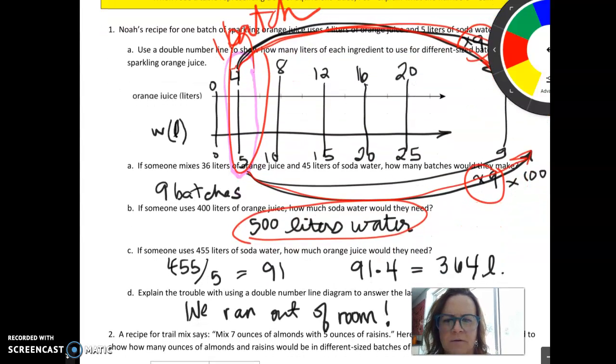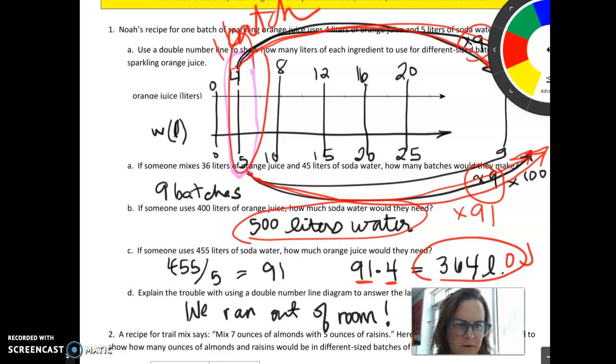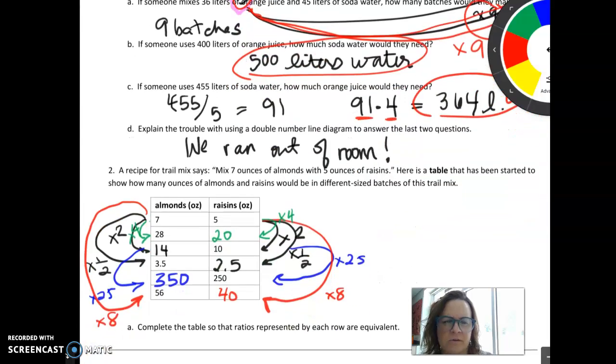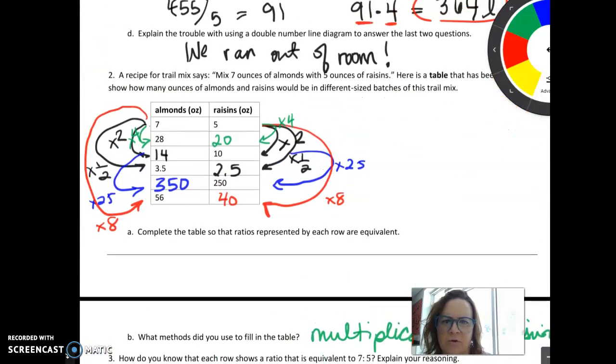If someone uses 455 liters of water, how much orange juice would they need? So 5 to get to 455 would be multiplying by 91. Then I'd have to multiply that 91 by 4 to get 364 liters of orange juice. And so the trouble with a double number line diagram with problems like this is that we run out of room. There's no way we're going to continue on our double number line all the way to 455 liters of soda water. That's ridiculous. And so we're going to start looking at situations when we would rather use a table.